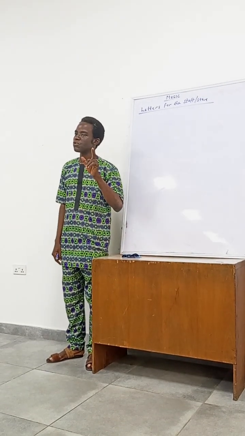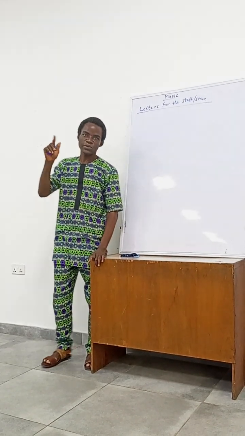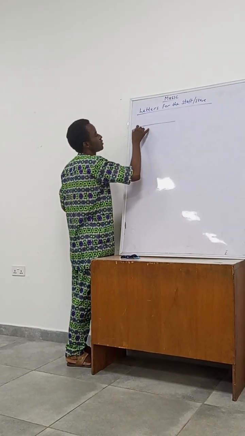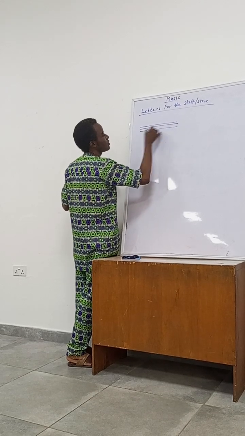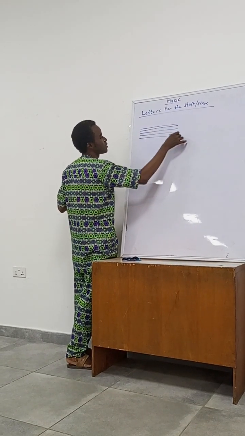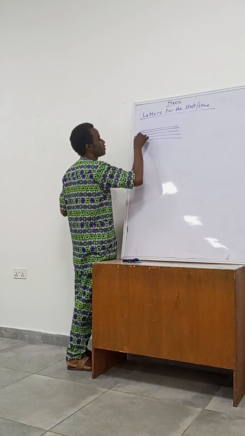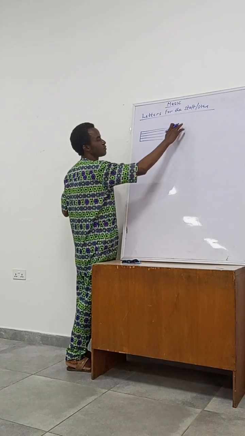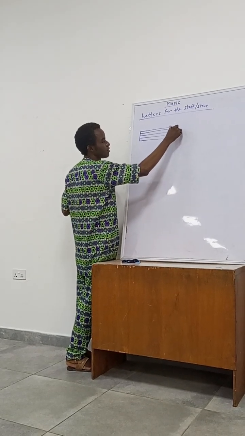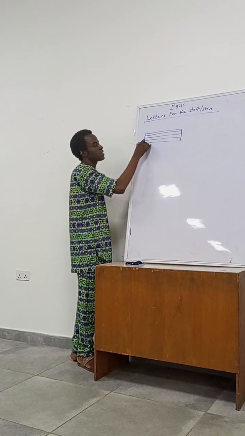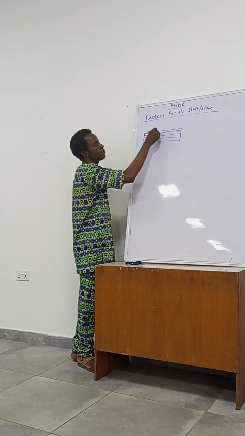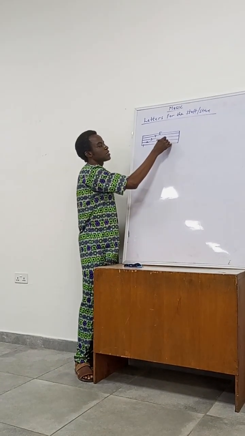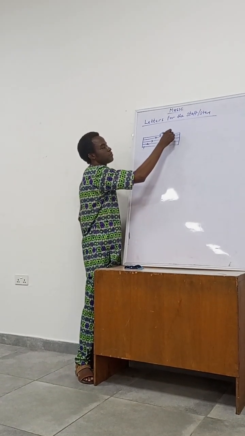I said staff consists of what? 5 lines and 4 spaces. Now, let's look at staff. This is staff. Don't forget the first line, second line, third line, fourth line, and the fifth line. And the first space, second space, third space, and the fourth space.